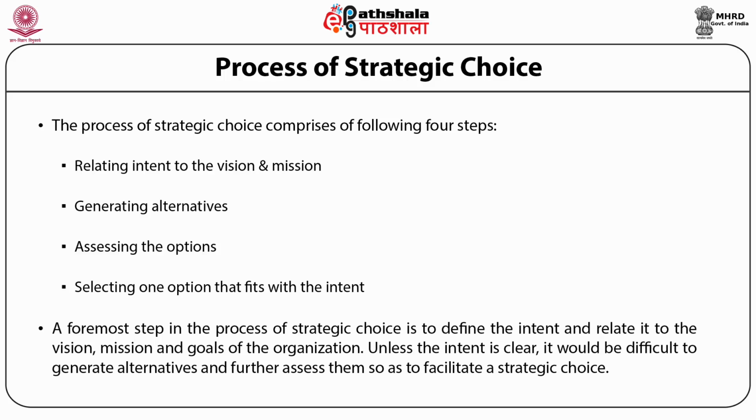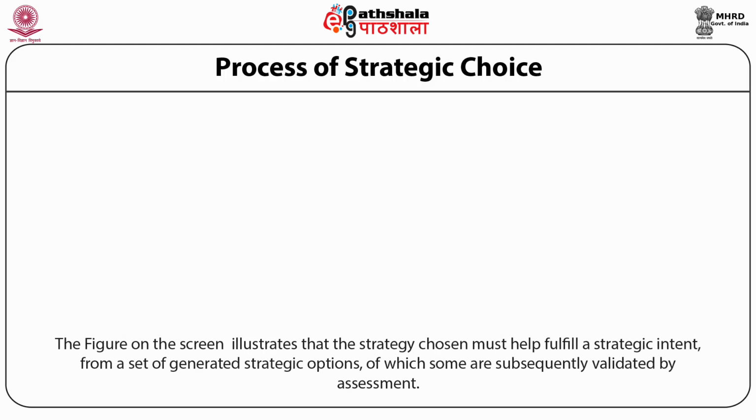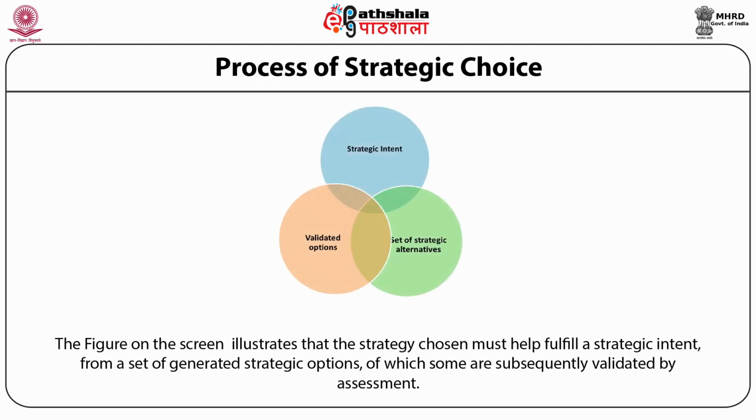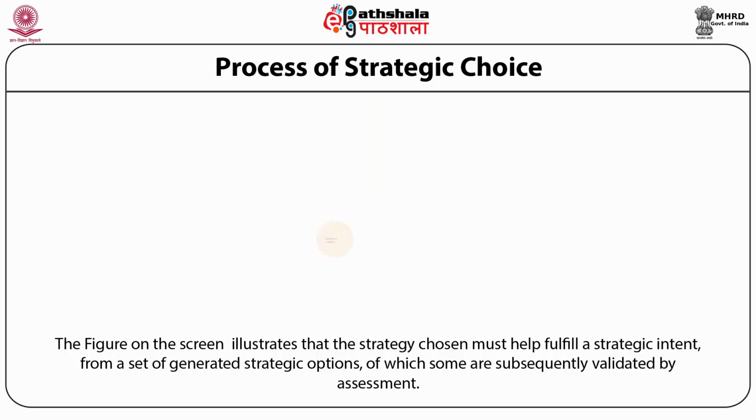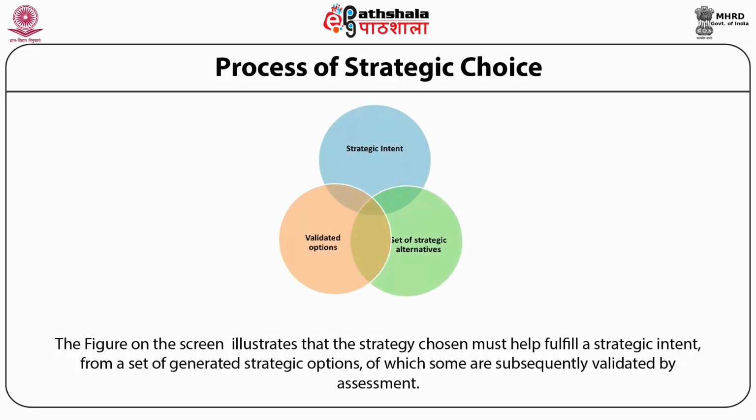A foremost step in the process of strategic choice is to define the intent and relate it to the vision, mission, and goals of the organization. Unless this intent is clear, it would be difficult to generate alternatives and further assess them so as to facilitate a strategic choice. Figure 1 illustrates that the strategy chosen must help fulfill a strategic intent from a set of generated strategic options, of which some are subsequently validated by assessment.